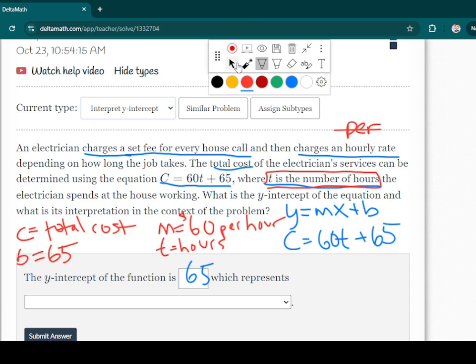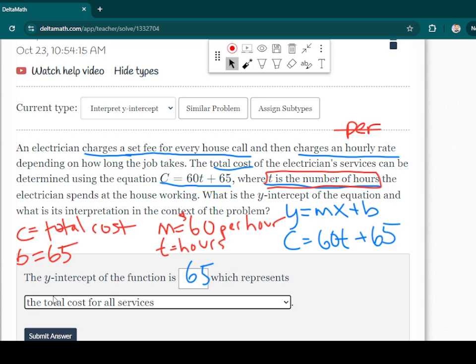So let's look through our answer choices and see what 65 must mean. The total cost for all services? Nope, that's C. C equals the total cost. The hourly rate charged? That would be our slope, the $60 per hour. The set fee for the house call? Could be. We have not yet eliminated that, but let's come back to it.